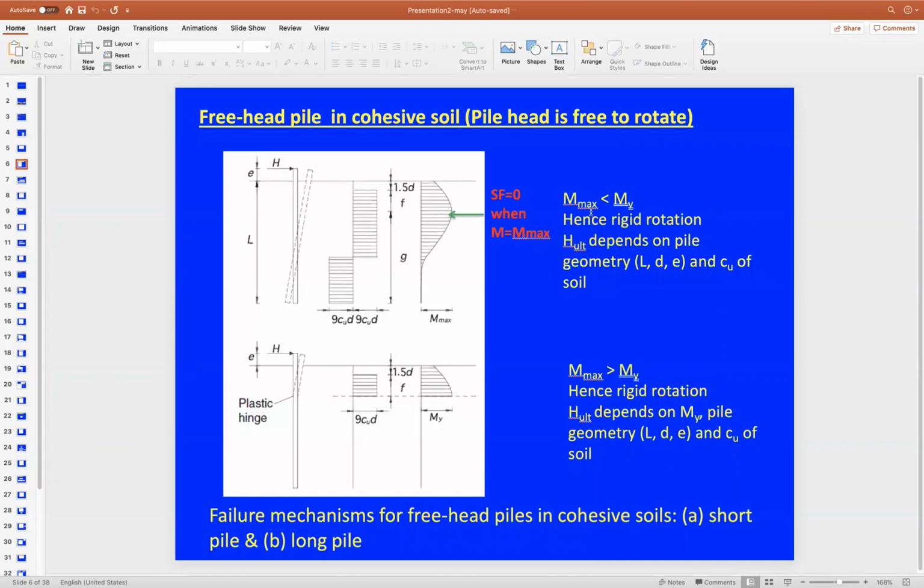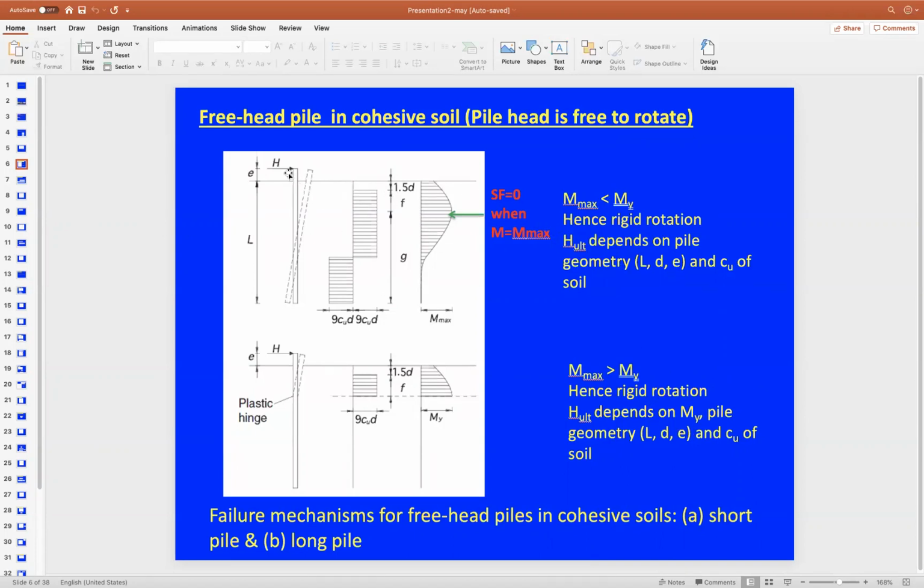In this case, we have M maximum less than My, the M yield. Hence, with rigid rotation, the ultimate horizontal load depends on the pile geometry only and Cu of the soil. But in the other case, it will depend on My as well. So in this case, we have this scenario here.